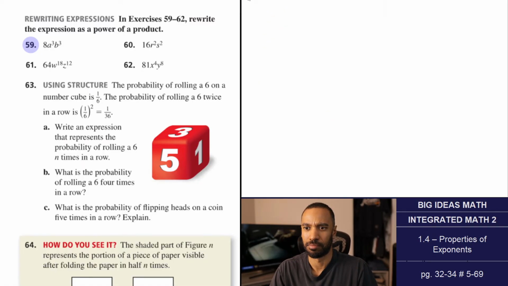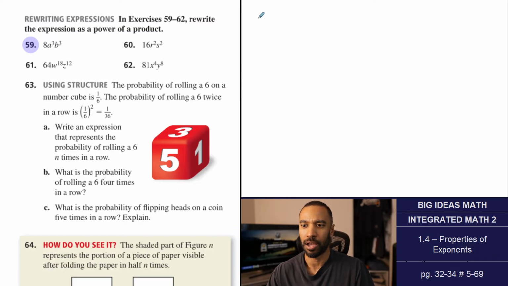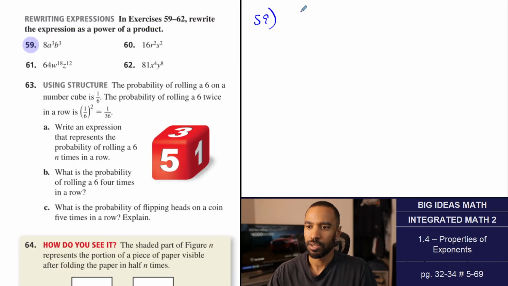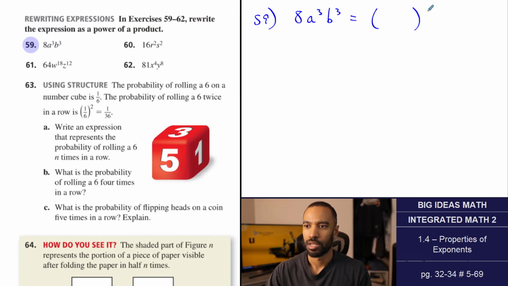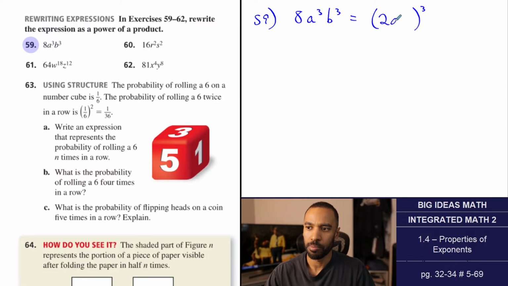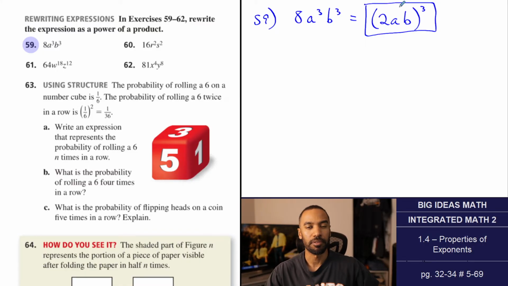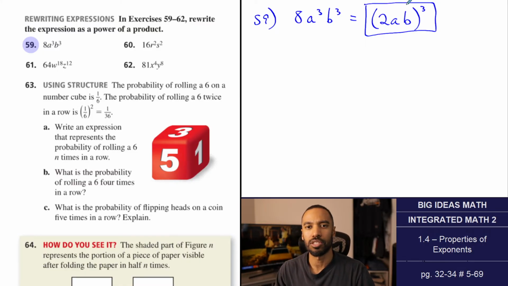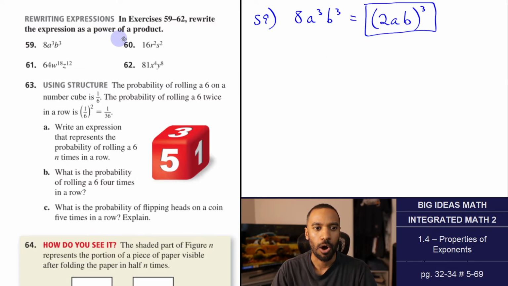All right, this is the last set of frames here. So 59 to 62, rewrite the expression as a power of a product. So I guess we're going backwards now. So 59, we have 8a cubed b cubed. Power of a product means we need to get this raised to a power. Because these are cubed here and 8 is a cube, we can cube 2ab. This is what it could have been before we simplified it. So there's some backwards thinking to be had. You have to recognize what's there and what you can do with it. That's basically how well you know your values.